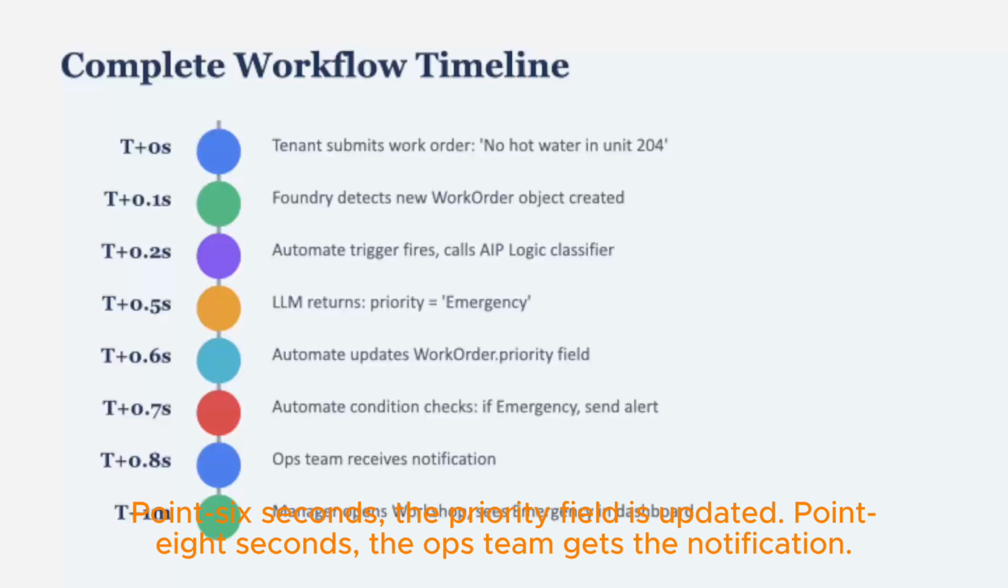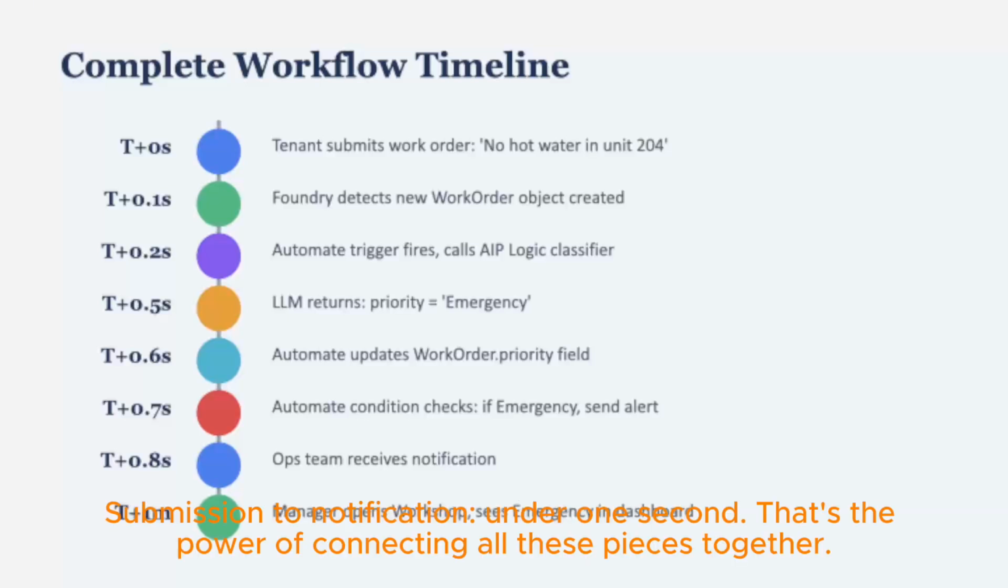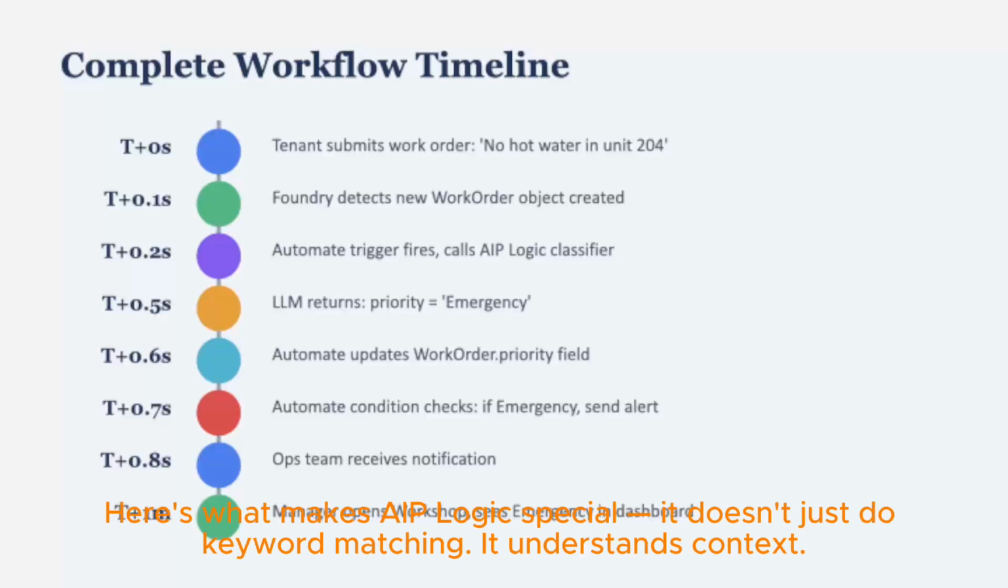0.6 seconds, the priority field is updated. 0.8 seconds, the ops team gets the notification. Submission to notification under 1 second. That's the power of connecting all these pieces together.